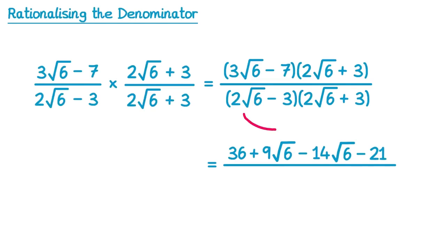So we've got 2 root 6 multiplied by itself. We do root 6 times root 6, which is 6. And then we've also got 2 times 2, which is 4. So we've got 6 times 4, which is 24.